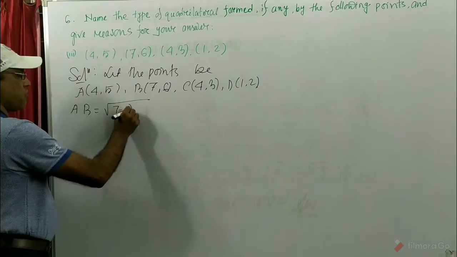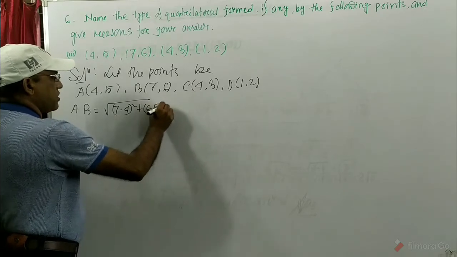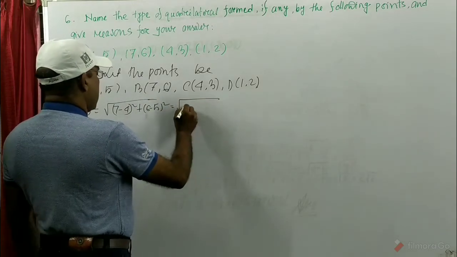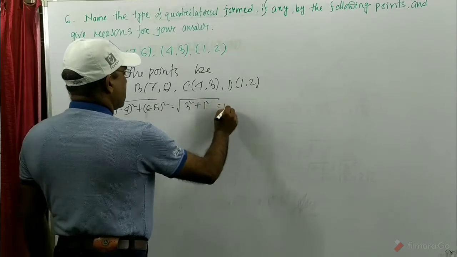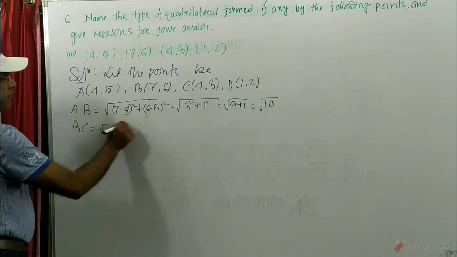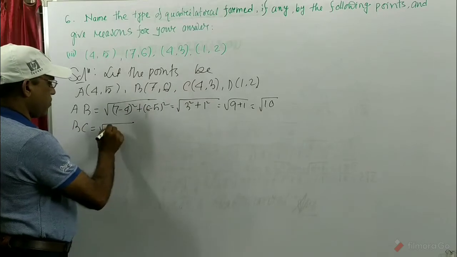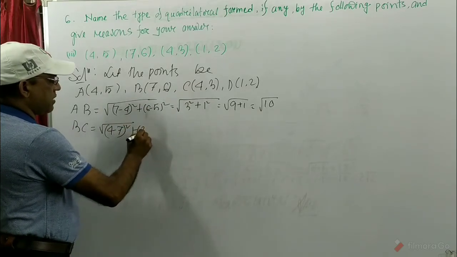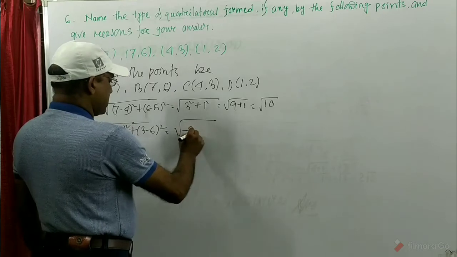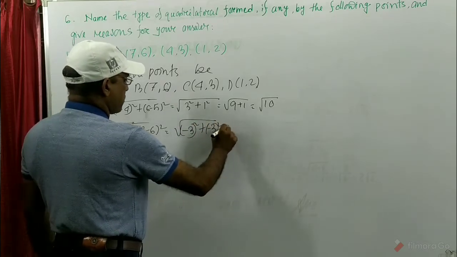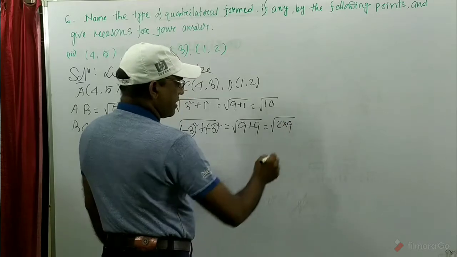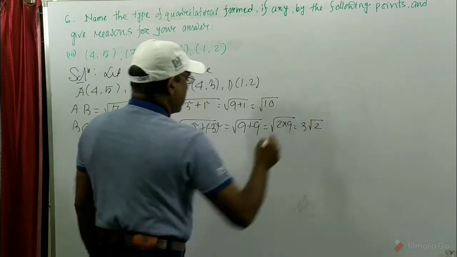This is 7 minus 4 whole square, 6 minus 5 whole square. This minus this whole square. So this will be 3 whole square plus 1 whole square. This is 9 plus 1. This is root 10. Now BC we have to find. 4 minus 7 whole square, 3 minus 6 whole square. So this will be minus 3 whole square plus minus 3 whole square. This is 9 plus 9, that is 2 into 9, 18. So this is 3 root 2.